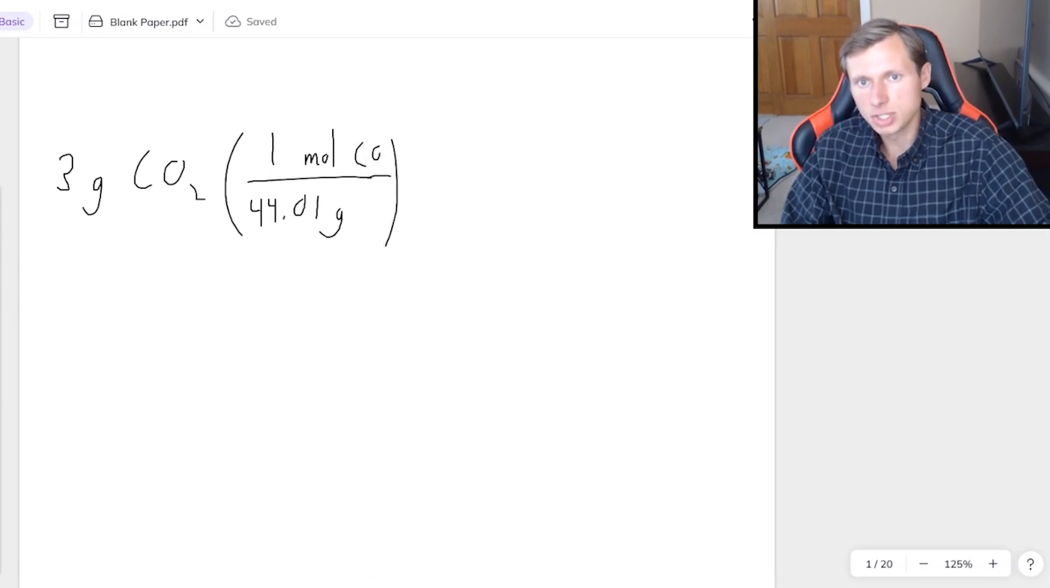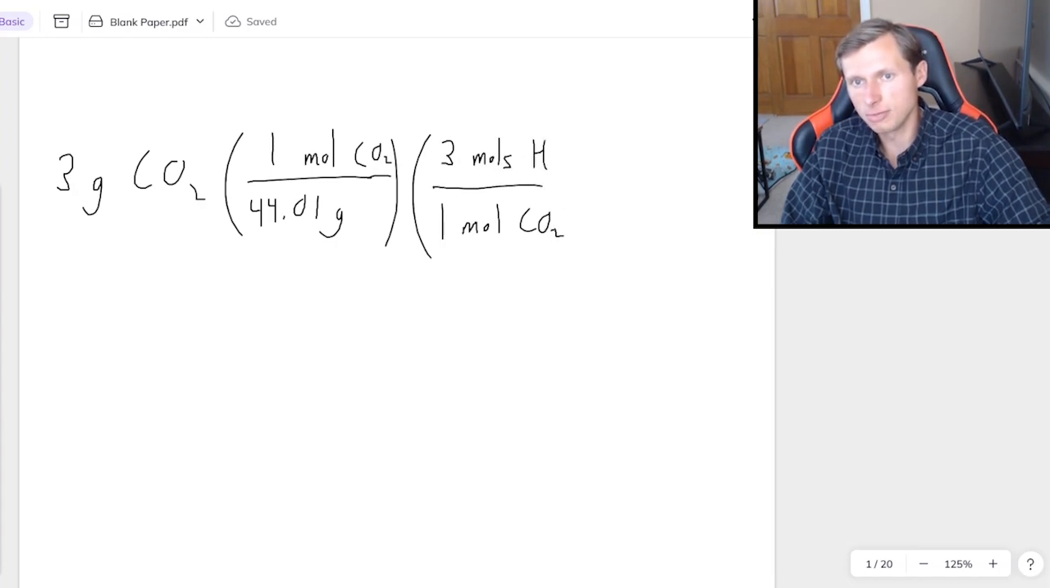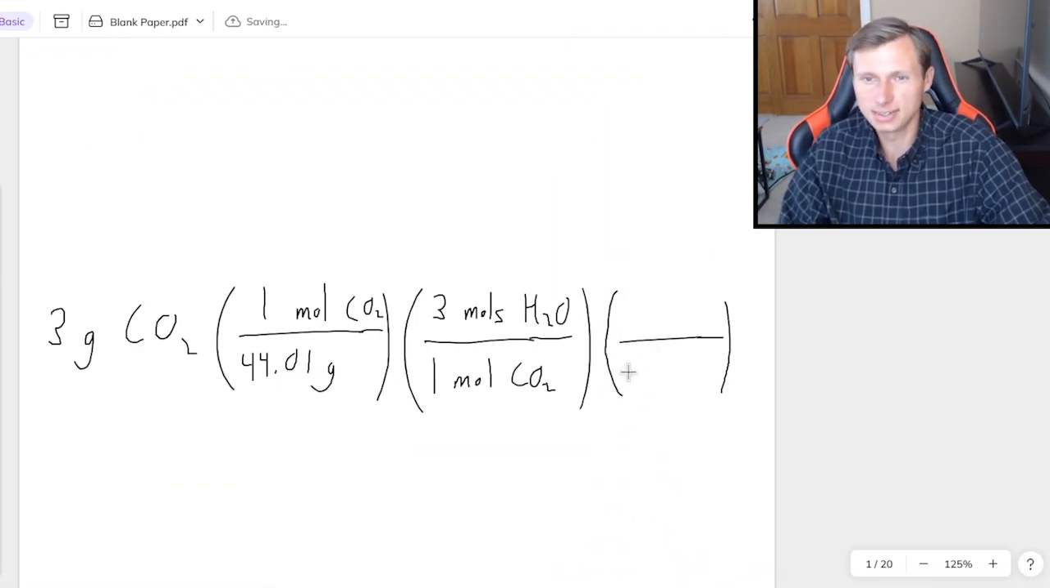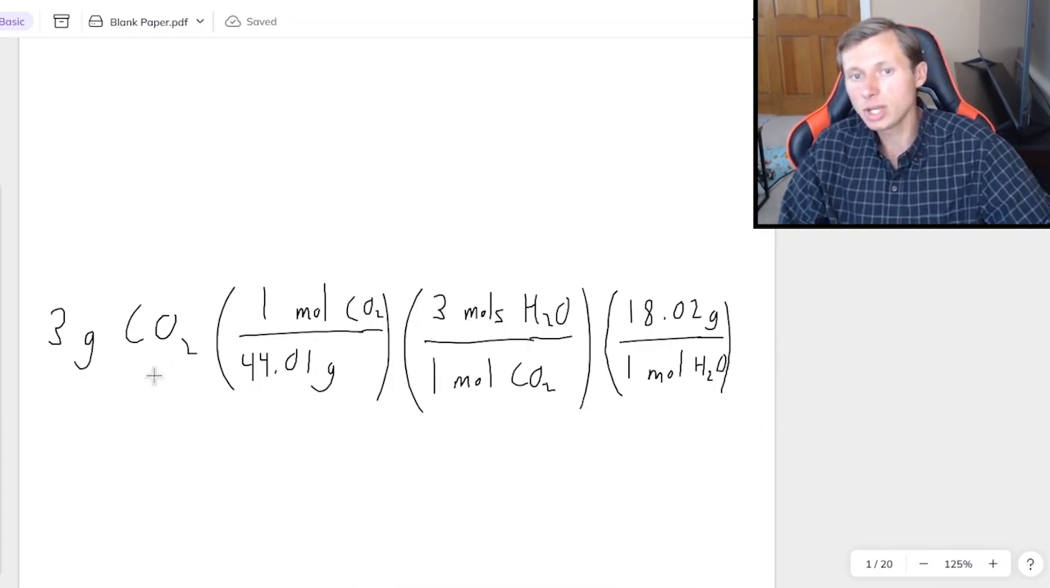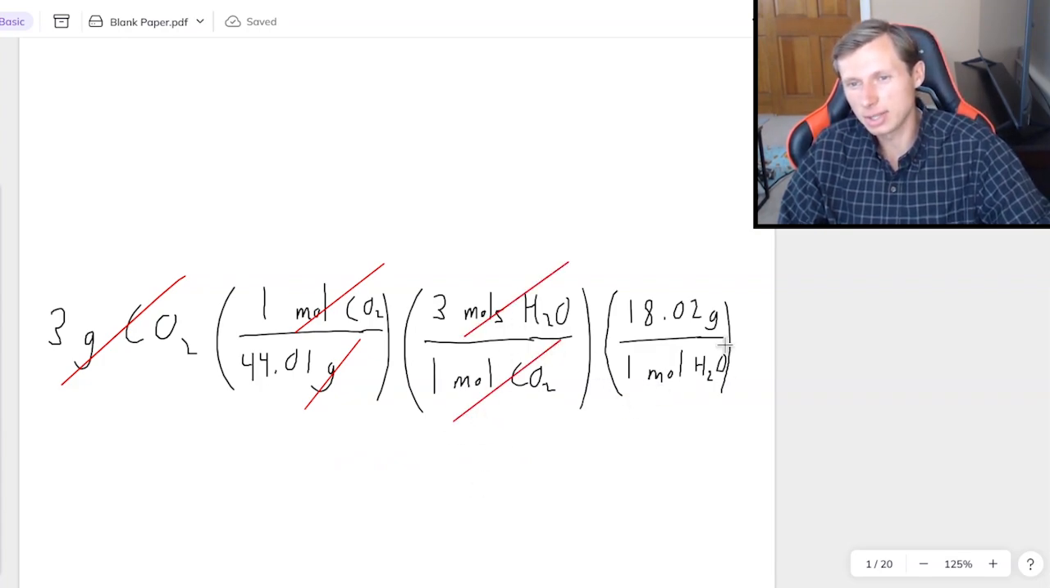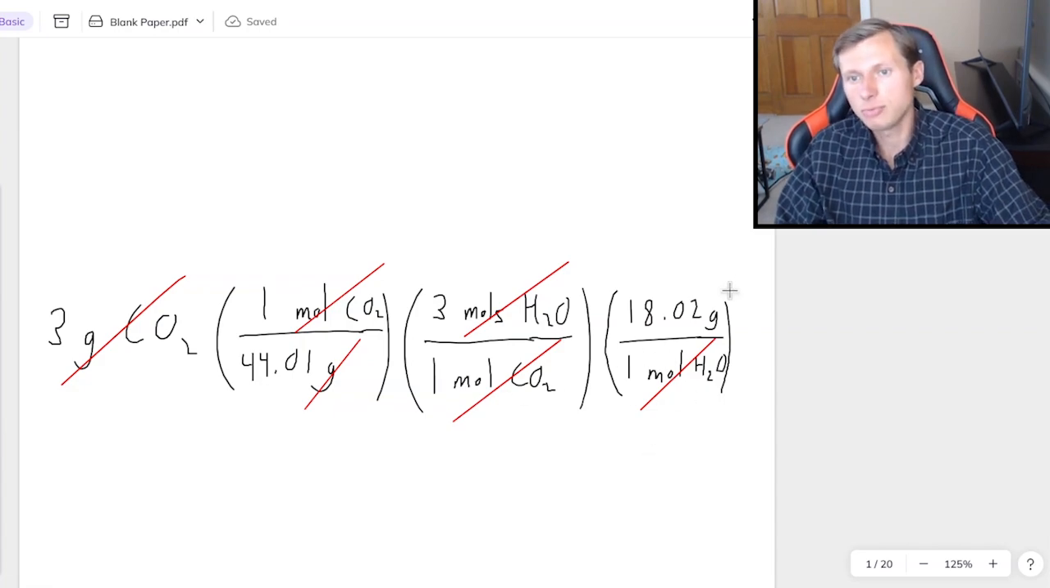Anyways, this is moles of CO2 specifically, and then maybe for a certain equation we have 1 mole of CO2 and 3 moles of H2O. And then we wrap up this question by one more conversion factor, 1 mole of H2O with 18.02 grams. And basically I look at the units that cancel out. So for instance, the grams of CO2 cancels with the grams in the denominator here. Moles of CO2 cancels with the moles of CO2 down here. Moles of H2O here cancels with moles of H2O there. And I'm left with just grams here, and this is grams of H2O.